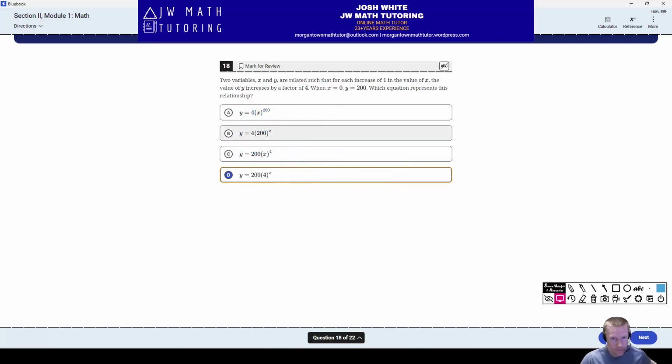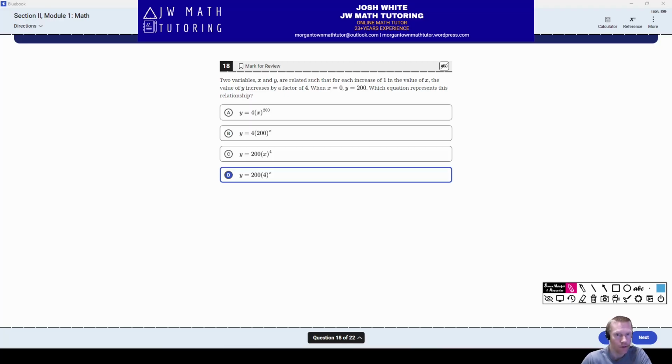Now, in addition to that, also notice it says for each increase of 1 in the value of x, the y increases by a factor of 4. So you can go through and look at these other possible answers, A, B, and C, and notice when you increase x by 1, the y is not going to increase by a factor of 4.